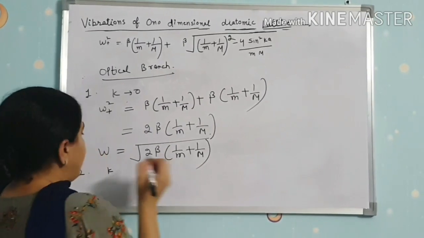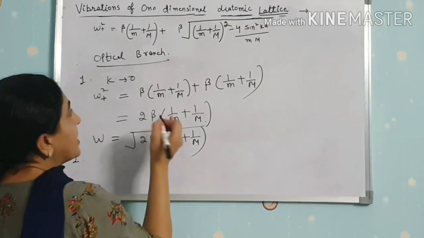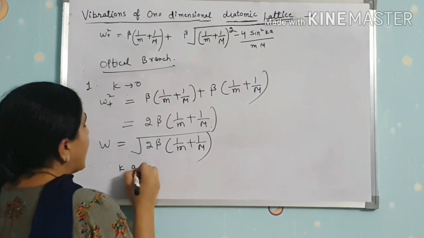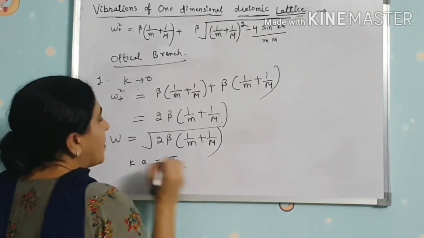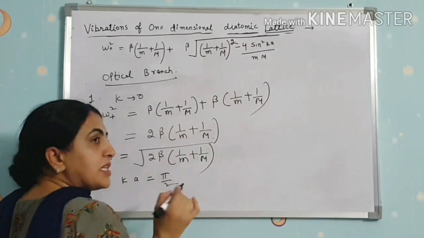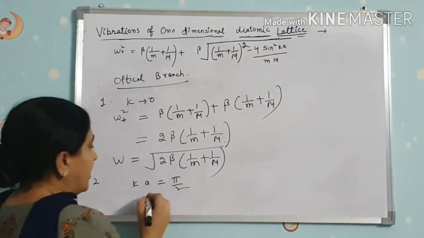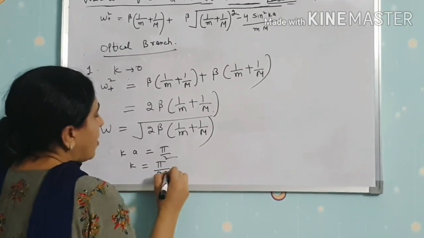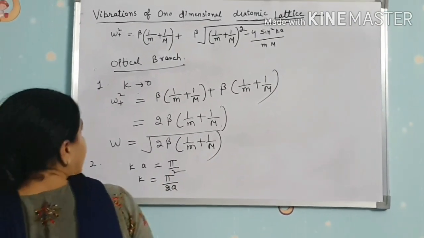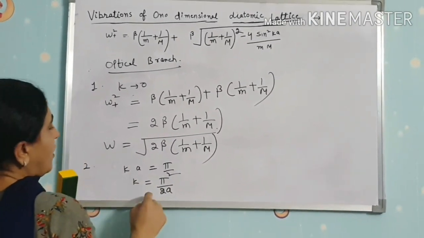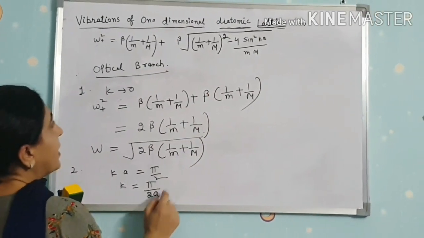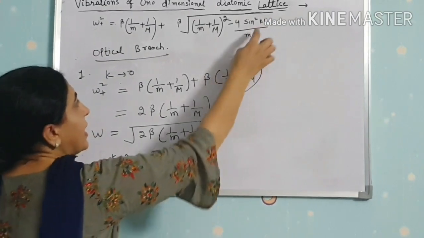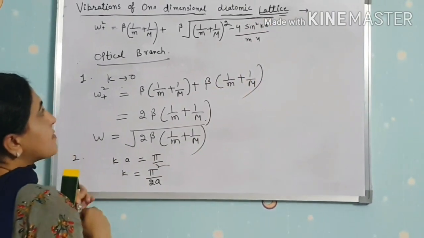Case second, when this value is maximum, when sine Ka is maximum, when it is 1, it means Ka is pi by 2. So we can say K is equal to pi by 2a. Put the value k equal to pi by 2a in this equation. When k is pi by 2a, a goes with a. This is 90 degrees. Okay, this is 1.